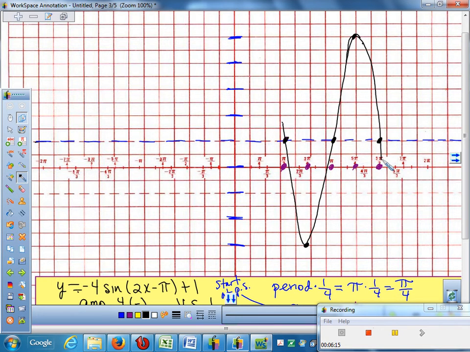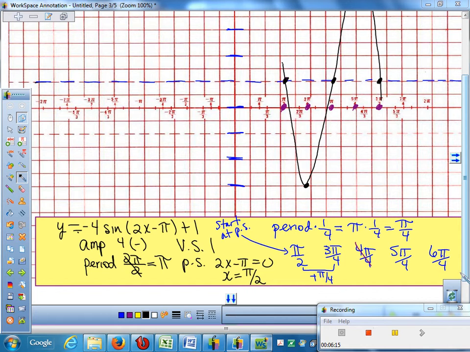Now, the key to the whole thing is finding those 5 points. Remember, you start at the phase shift, and you add 1/4 of the period on each time. If you really have a difficulty adding fractions, heaven forbid, you do have a calculator. But that is the biggest issue, is finding those 5 points.